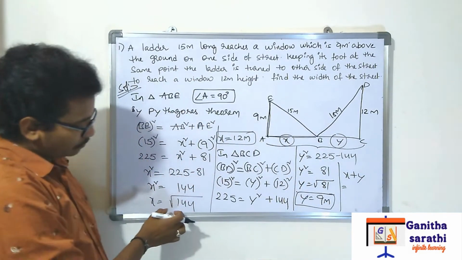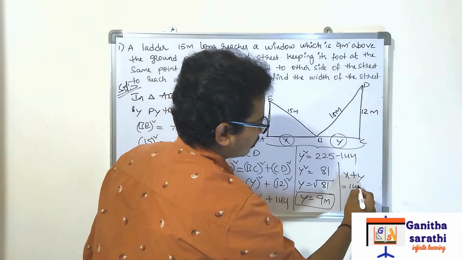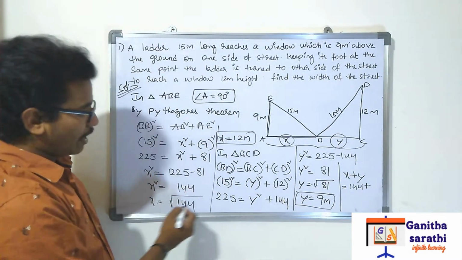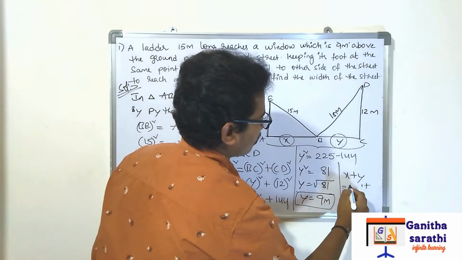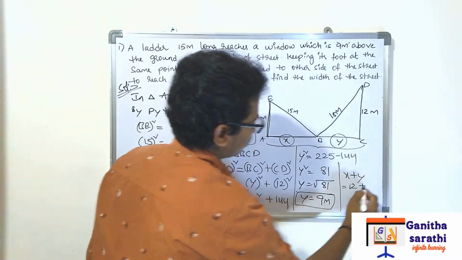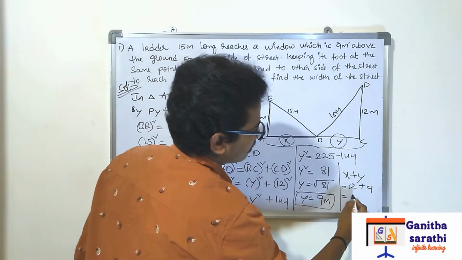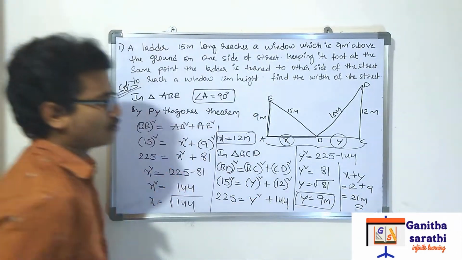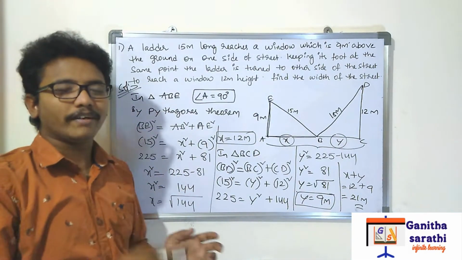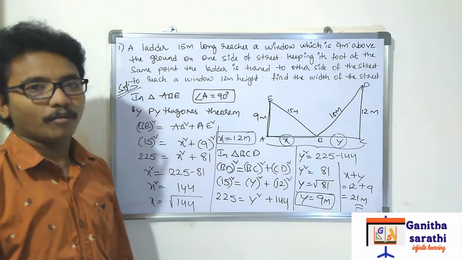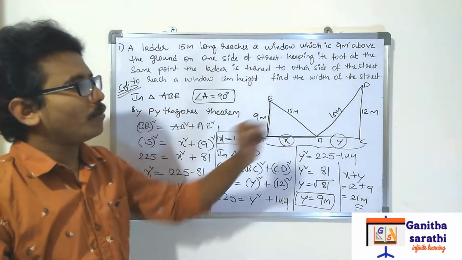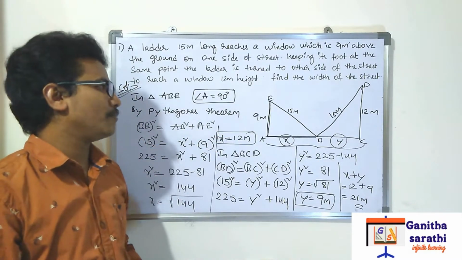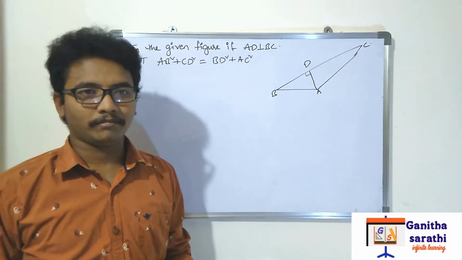What is x value? x value is 12, plus y value is 9. 12 plus 9 is how much? 21 meters. So how much is the width of the street? Width of the street is 21 meters. So in this kind of problems you can use what? Pythagoras theorem.